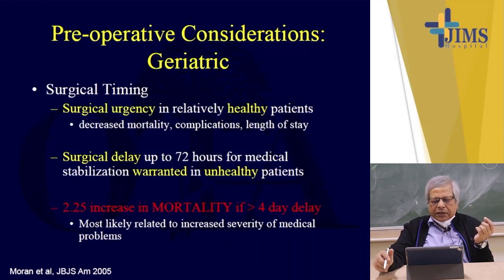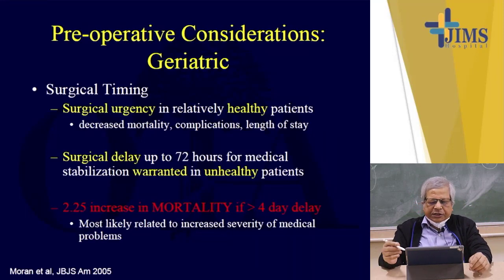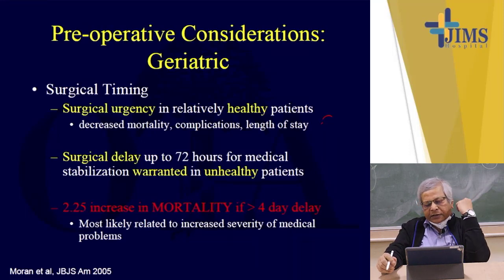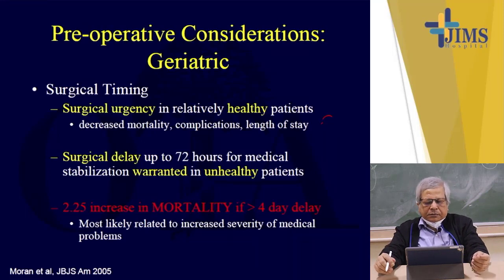Then in those cases, it should be early surgical urgency. In relatively healthy patients, it gives rise to decreased mortality, complications, and length of stay. But surgical delay up to 72 hours for medical stabilization is warranted in unhealthy patients. That does not mean that early operation means that one should take great risk, because if the patient is having uncontrolled hypertension or cardiac arrhythmia or diabetes, that should be controlled first.